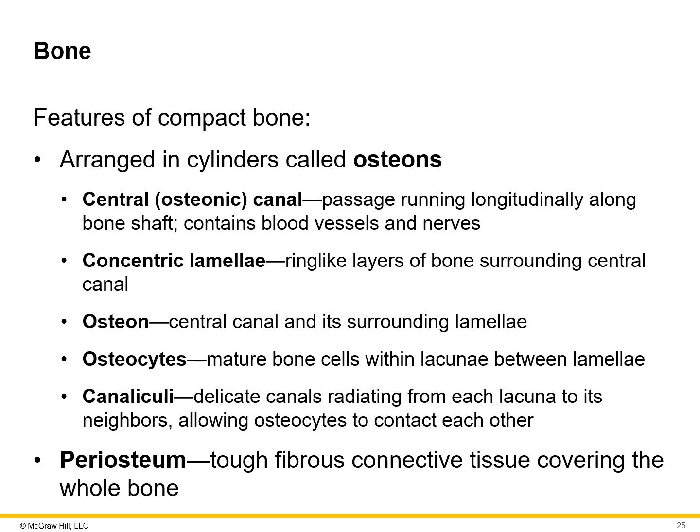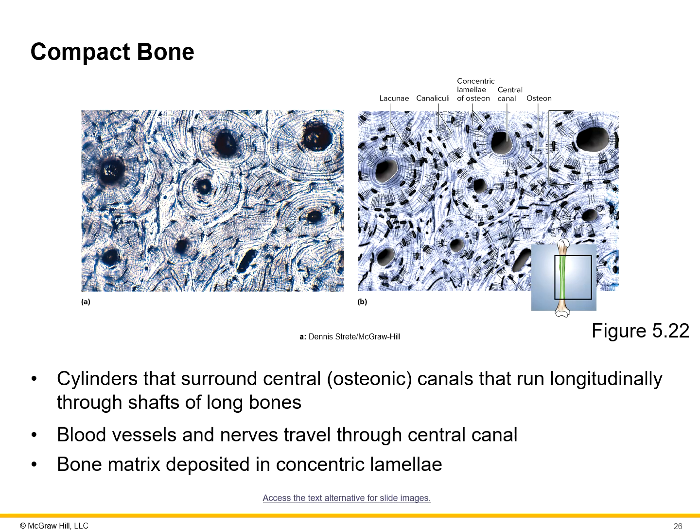The entire structure, the central canal and all of the surrounding lamellae, is called the osteon. That is the functional unit of compact bone. The outermost layer of the bone is a connective tissue called the periosteum, a tough, fibrous connective tissue that covers the whole bone. If we look at the histology of compact bone, you can see those central canals right in the middle, and then you see these rings.